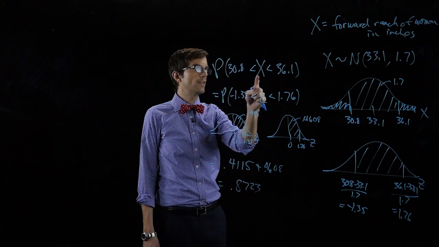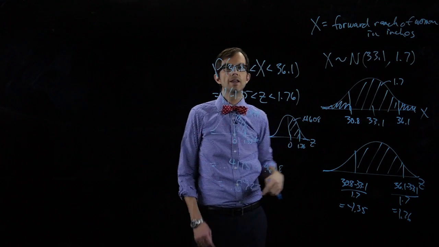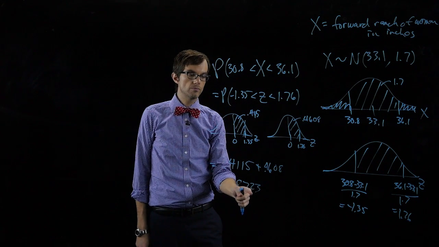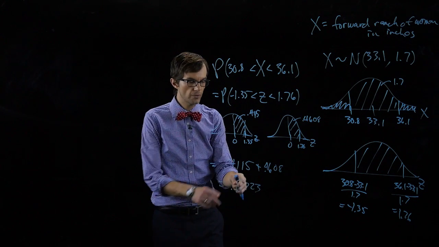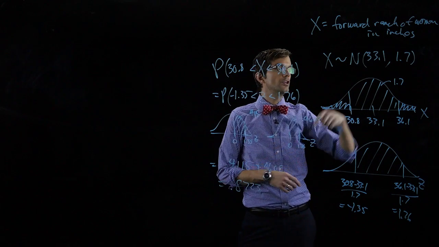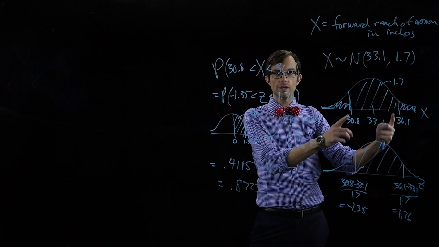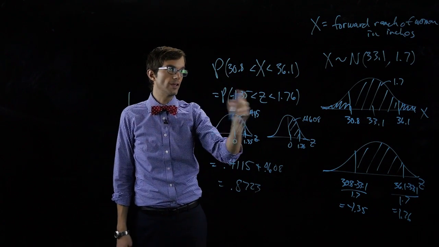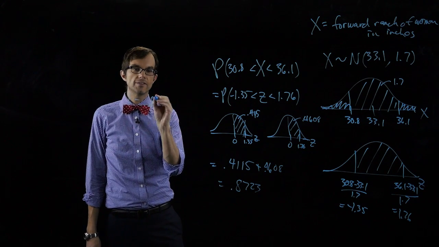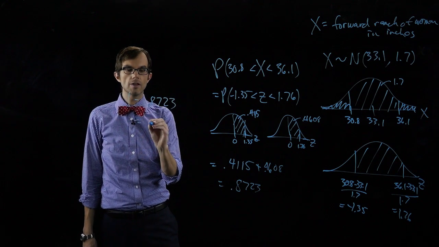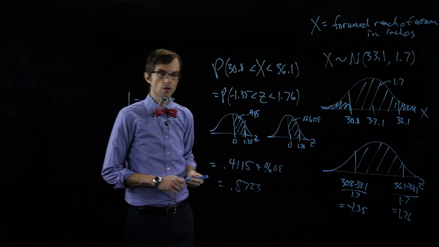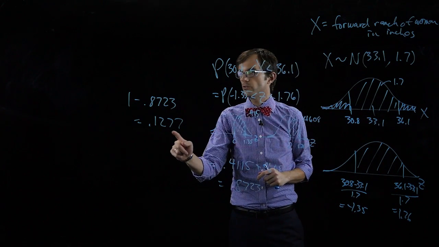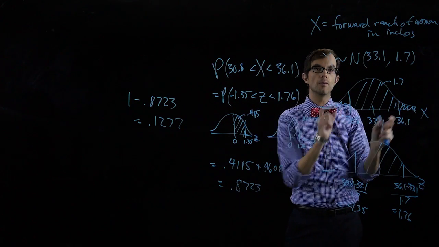So the probability that x, the forward reach of women in inches, lies between 30.8 and 36.1 is 0.8723. Okay, roughly 87% of women will be able to use our workstation. What's the proportion that can't use our workstation? It's the complement of this, 1 minus 0.8723, and that number is 0.1277. So the proportion of women that can't use our workstation is 0.1277. Roughly 13% of women will not be able to use this workstation.